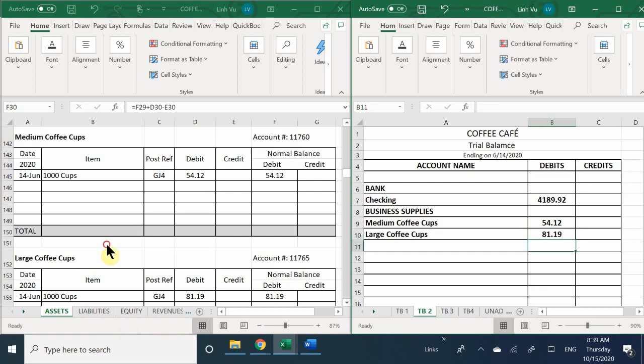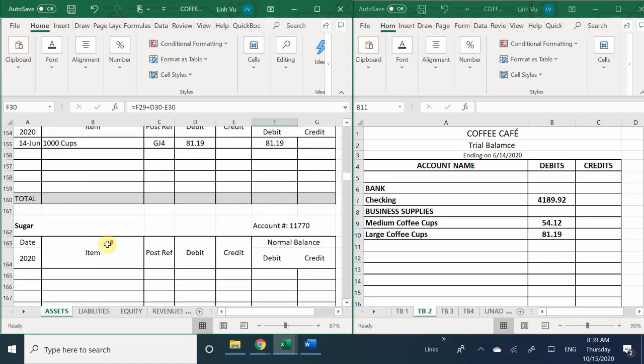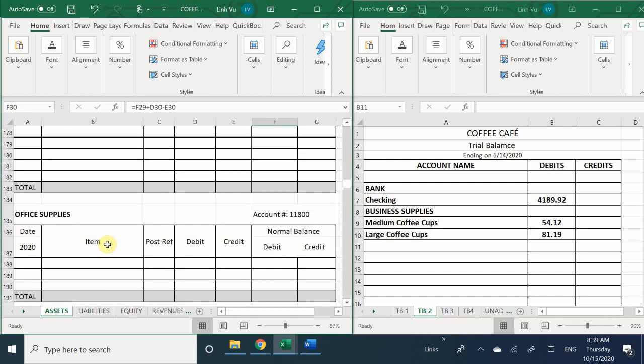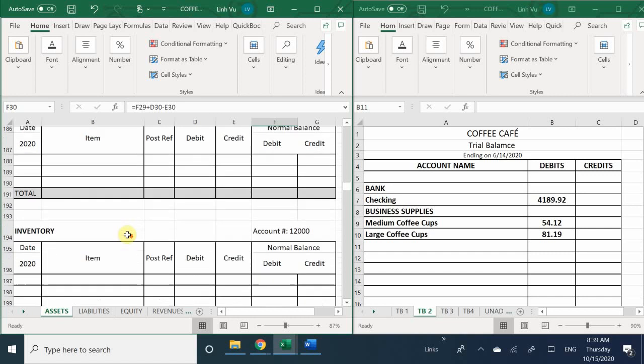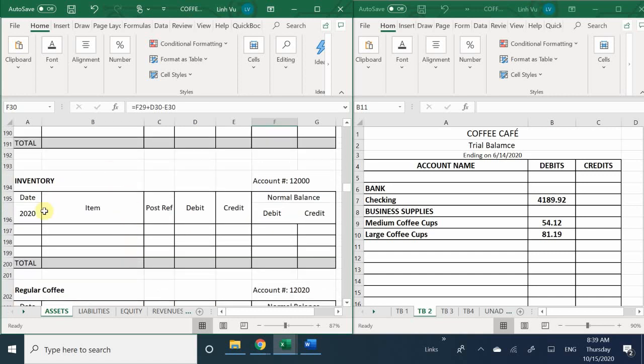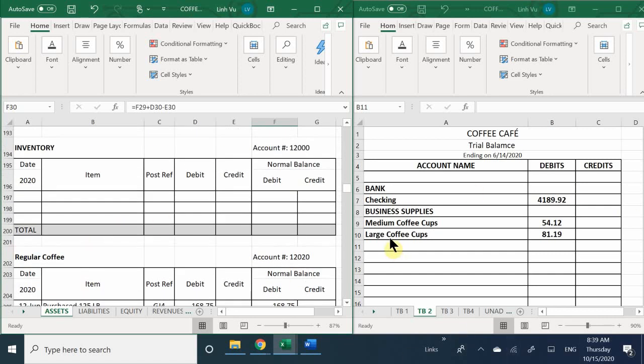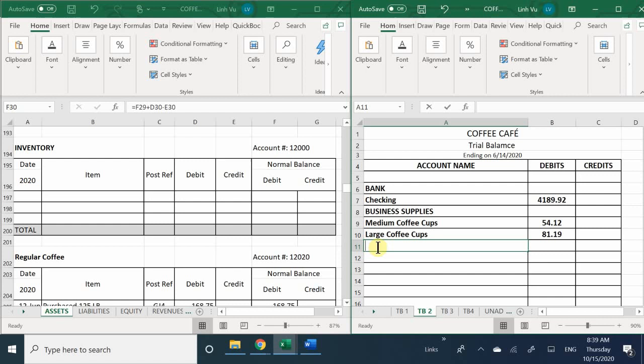Did we have any coffee creamer or sugar? No, we haven't made those purchases yet, but keep in mind we will incur those soon. We don't have any office supplies, so we're okay there. The next one is inventory. Yes, we did make purchases of inventory. So here, I'm going to write down my main account, inventory, and I have regular coffee and supreme coffee.